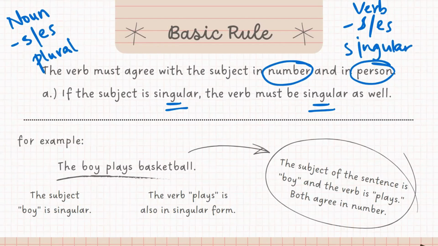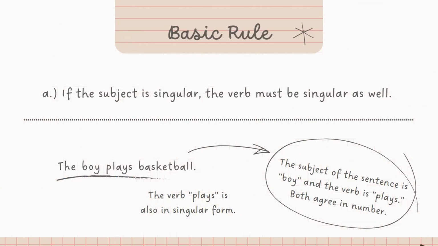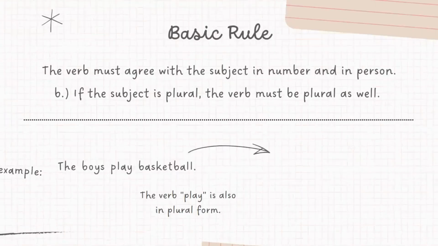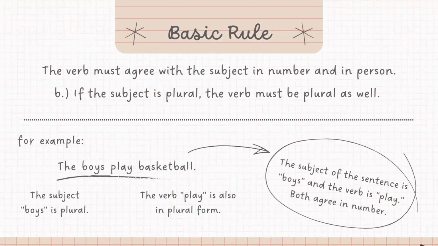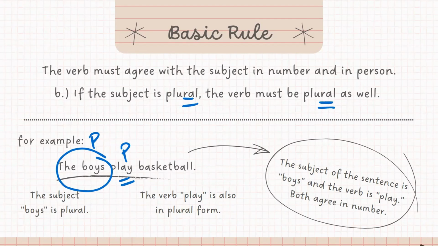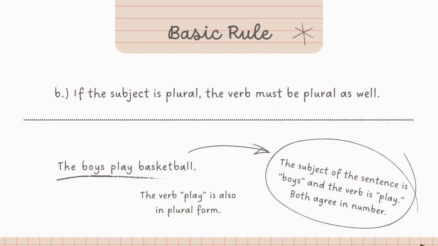Let me give you one example. The boy plays basketball. Here, the boy is a singular subject and my verb will also be in singular. Here, both of them agree in number. And now I'm going to give you the same example with a slight change. That is, the boys play basketball. Here, the boys is in plural form and my verb is also in plural form. Why? Because if the subject is plural, my verb should also be in plural form.